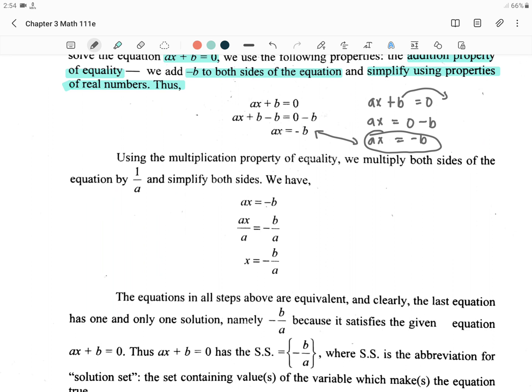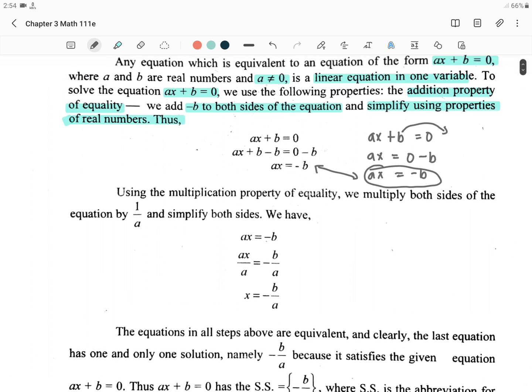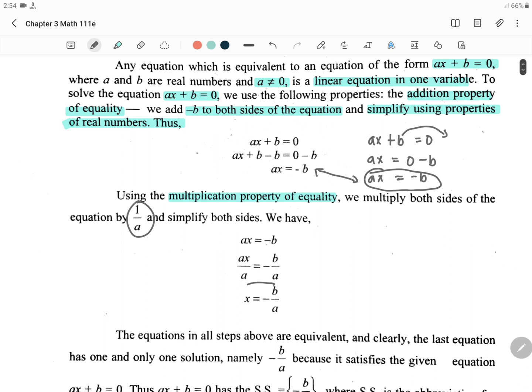Now, we do not stop our methods there. Kasi hindi yung ax yung kailangan nating makuha na ng value, kundi yung x lang mismo. So we use multiplication property of equality na kung saan we need to multiply both sides of the equation by the ratio of 1 over a. And then we need to simplify both sides. So, by doing that, makakakuha tayo ng x which is equal to negative b over a.